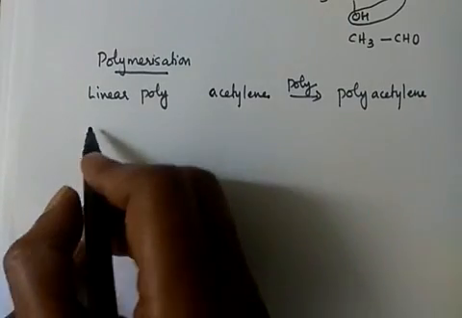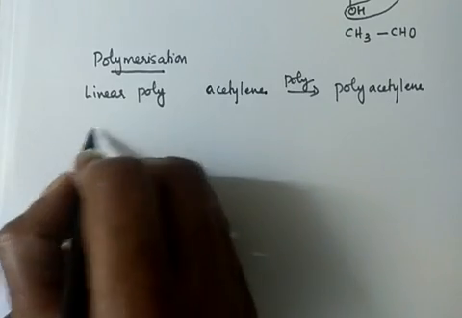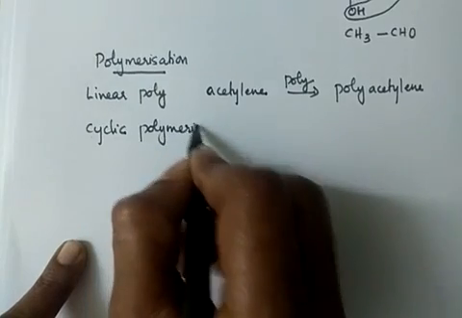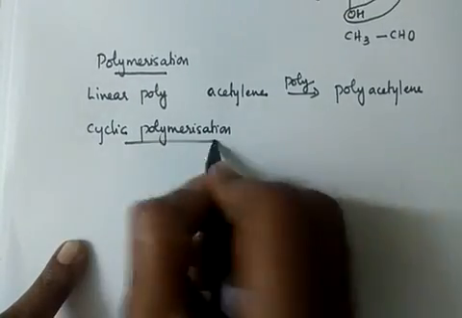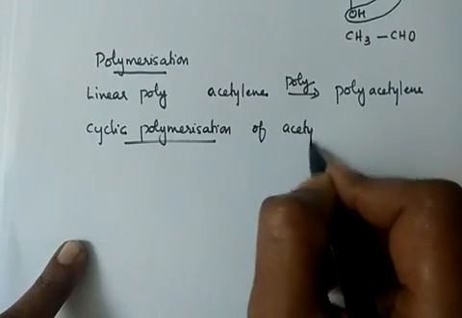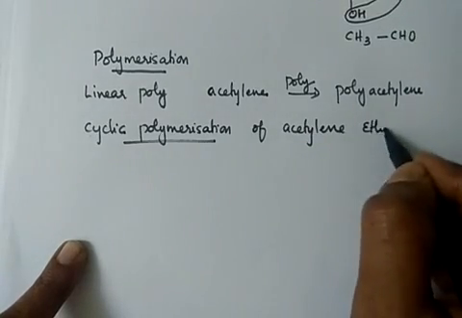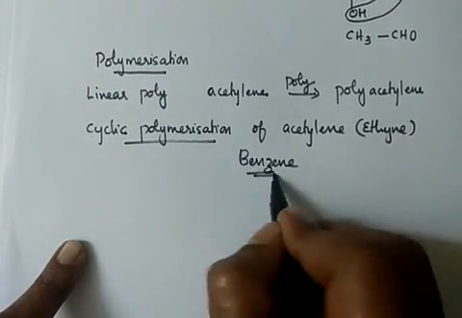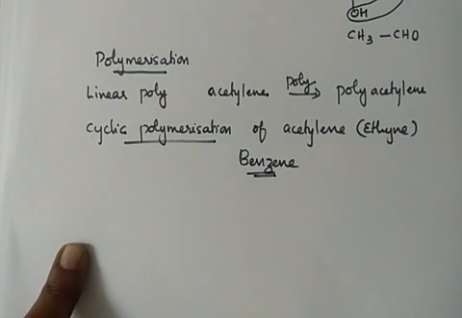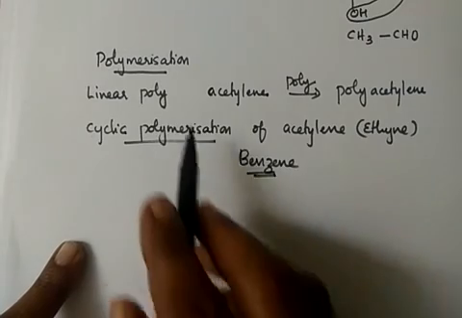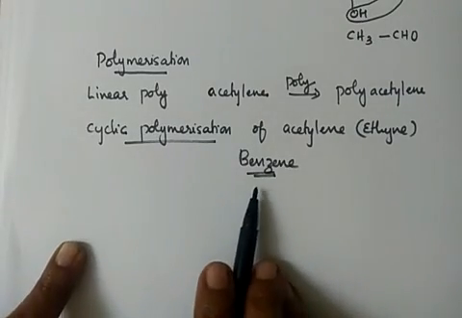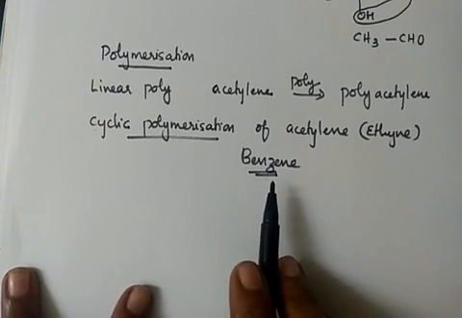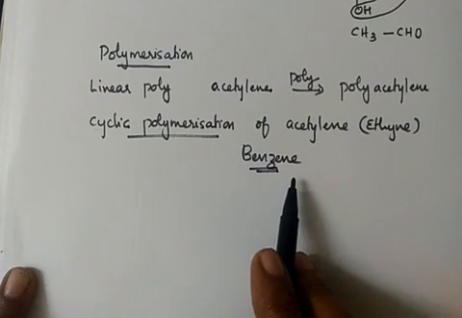And here you have to give importance to the next type of polymerization, that is cyclic polymerization. Cyclic polymerization of acetylene or ethyne gives a very important compound called benzene. Acetylene undergoes cyclic polymerization and forms an aromatic compound, the most important hydrocarbon in the aromatic section, that is benzene.